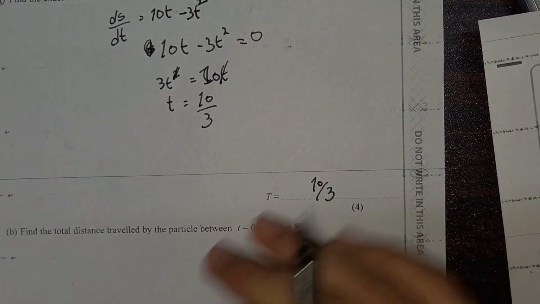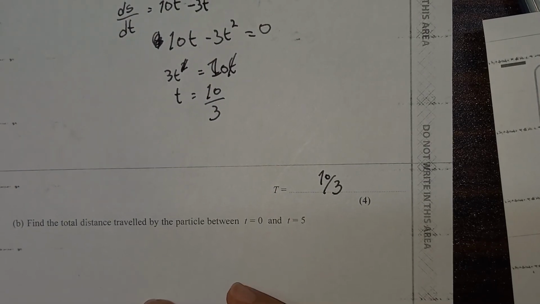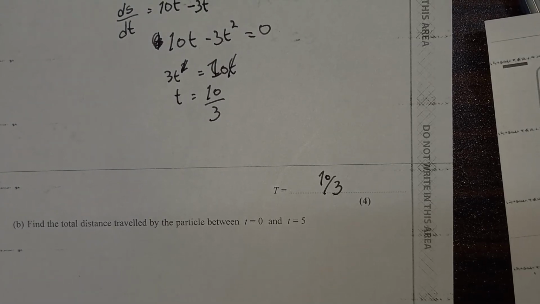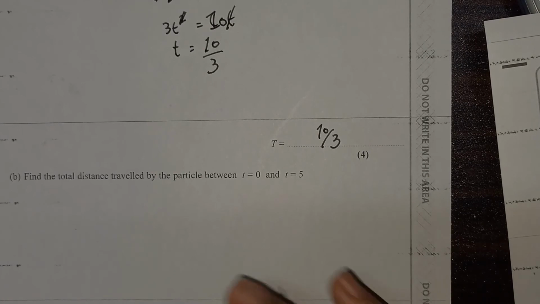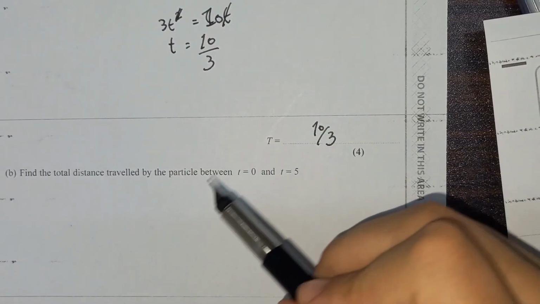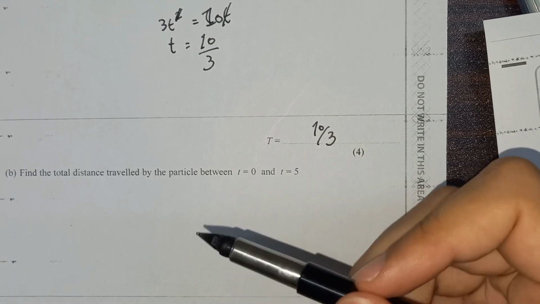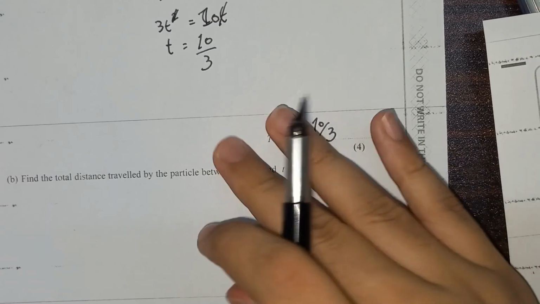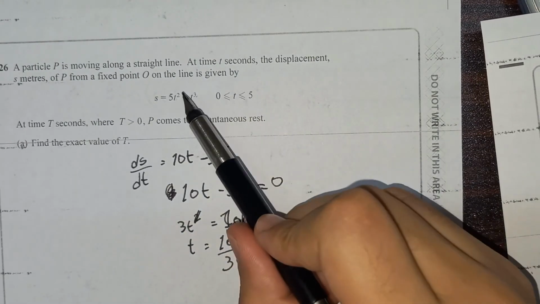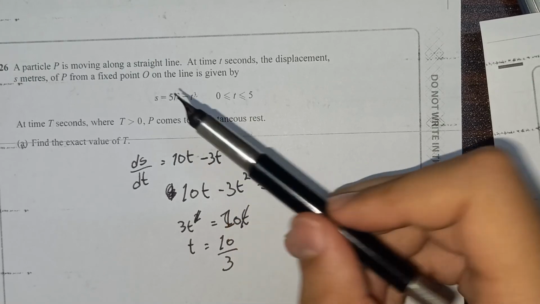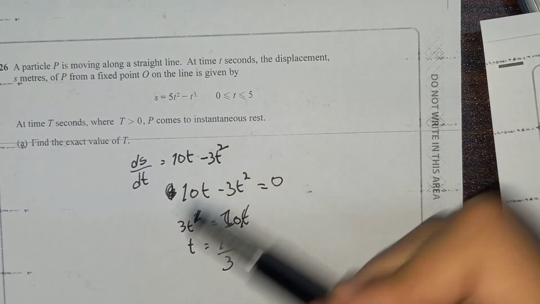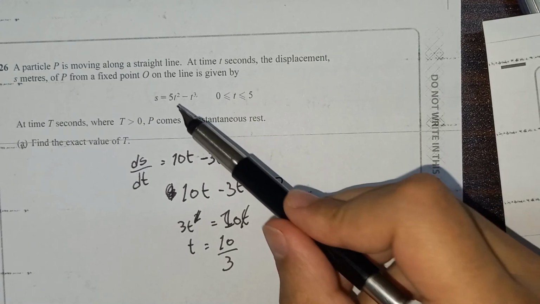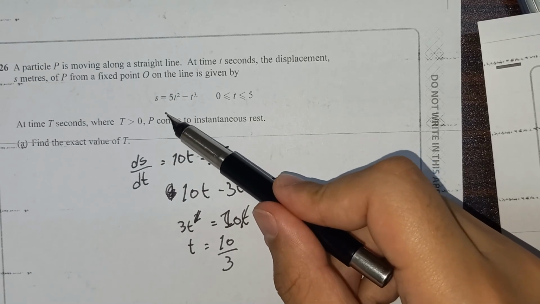10 over 3. Now for part B, find the total distance traveled by the particle between t equals 0 and t equals 5. So to confirm this part, first we will need to see whether the particle has come back to its original position. Now we're given t equals 0 and t equals 5. So obviously when you input 0 over here, the answer is always 0. But now to see if it comes back to its original position after 5 seconds, t is equal to 5. Now when we substitute 5 in this equation, it should be 0.